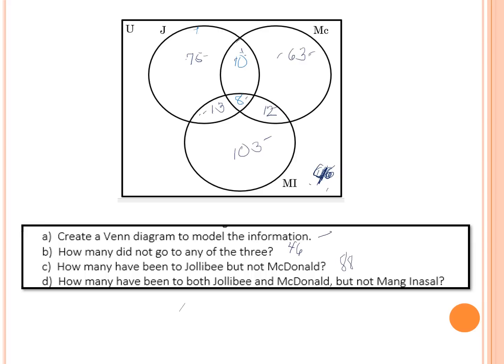Next, on letter C, how many have been to both Jollibee and McDonald's, but not Mang Inasal? So to answer that, we are just going to look at the diagram. So we are referring to this area. So Jollibee and McDonald's, this is their intersection. This part, Jollibee and McDonald's, but excluding Mang Inasal. So we are going to remove 8. So we only have 10. The answer to this is 10. Okay, so those are the answers to the questions for this problem.